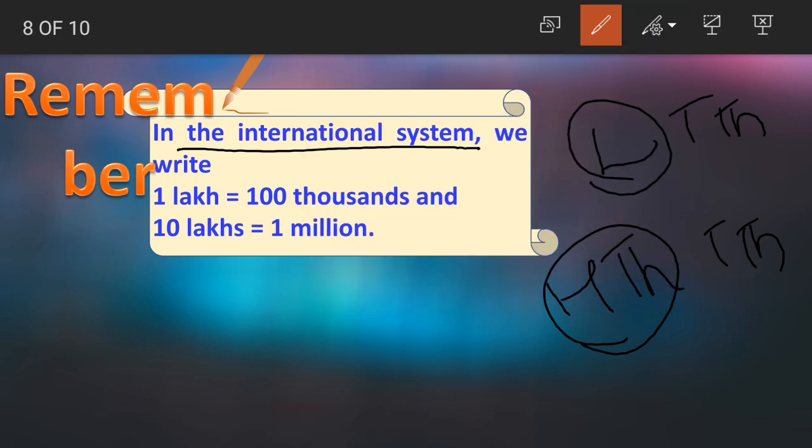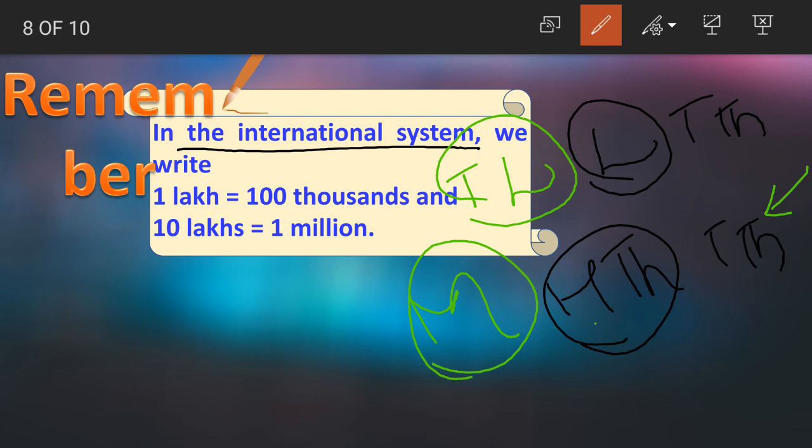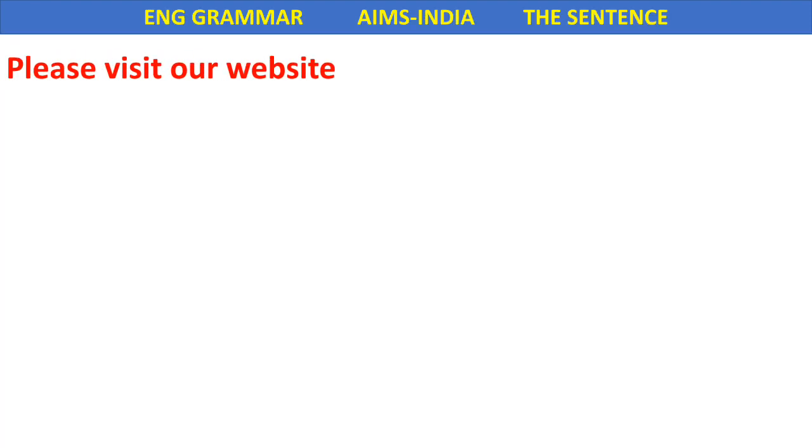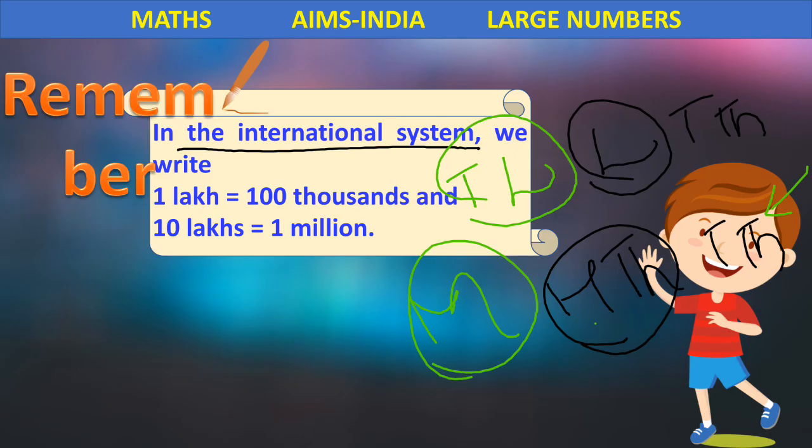What do we have after lakhs? We have 10 lakhs. Yes or no, children? We have 10 lakhs. But when it comes to the international system, after 100,000, what do we have? We have millions. So 10 lakhs is equal to 1 million in the international system. Is this clear? I hope this is clear, what we have learned today.